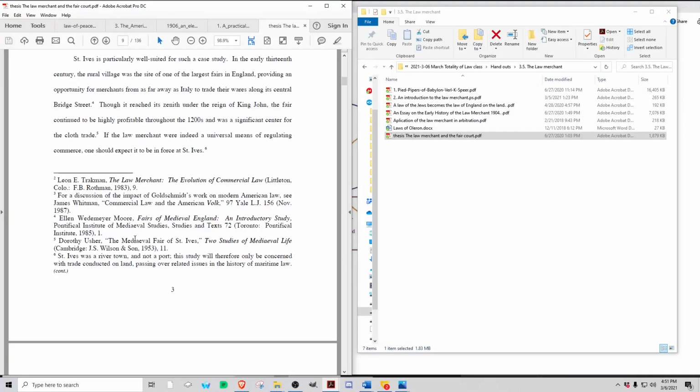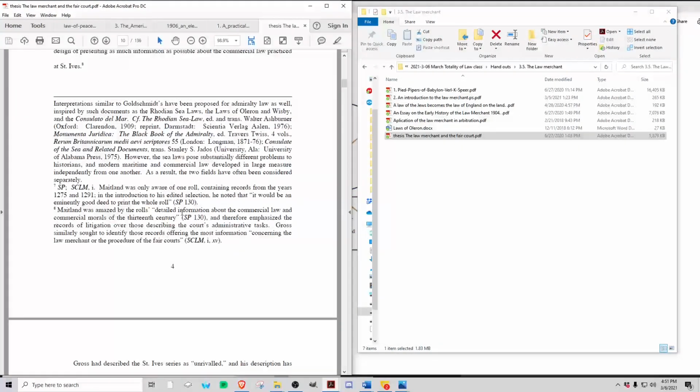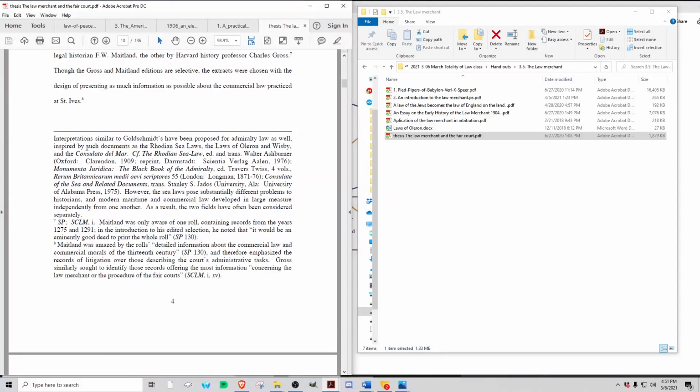And again, it's very good, because obviously it's a master's thesis paper, so it has to be sourced very well. And all these sources you can easily go find. So again, just note this, I just saw this out of the corner of my eye. What does that say? Laws of Oleron. Yep. So anyway, they're all connected.